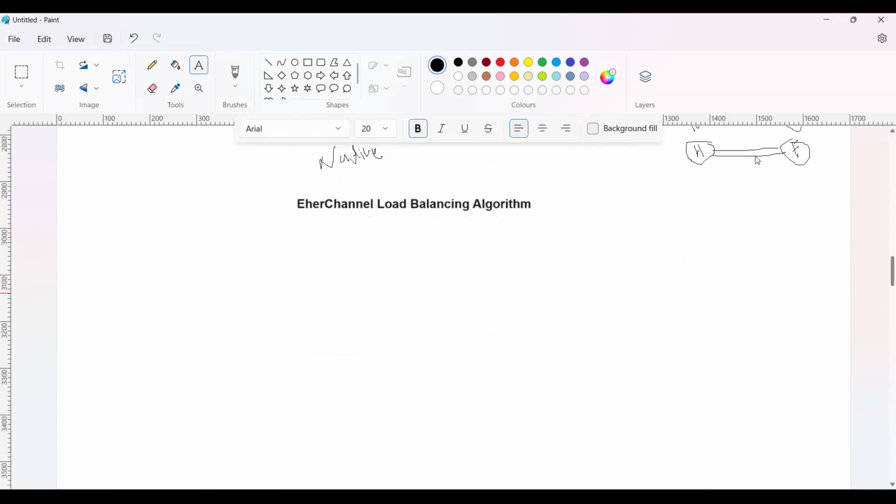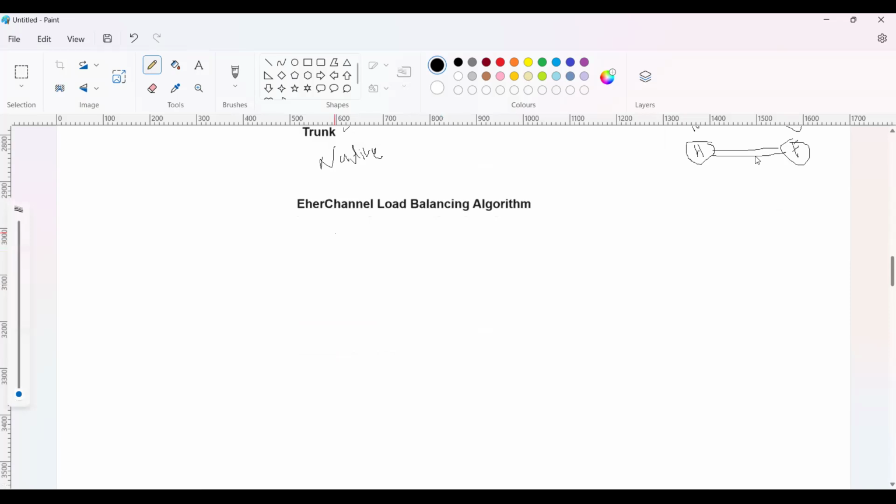So here, first, source MAC address. Here we have 9 algorithms. Based on those 9 algorithms, EtherChannel will work. First one is the source MAC address algorithm, and then the destination (DST) MAC address algorithm.